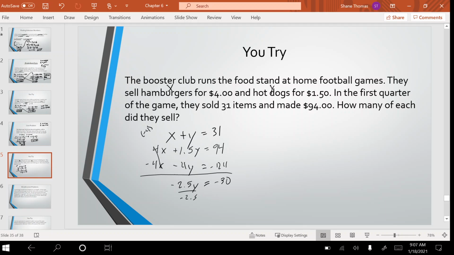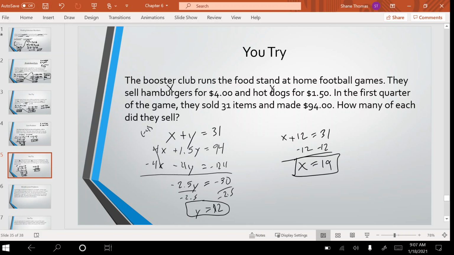Divide both sides by negative 2.5. That gives me 12. y equals 12. So that means I have 12 hot dogs. Take that, plug it back into one of the equations. Let's just go with the first one. x plus 12 equals 31. Subtract the 12 from both sides. x is 19. Good. Questions on this one?